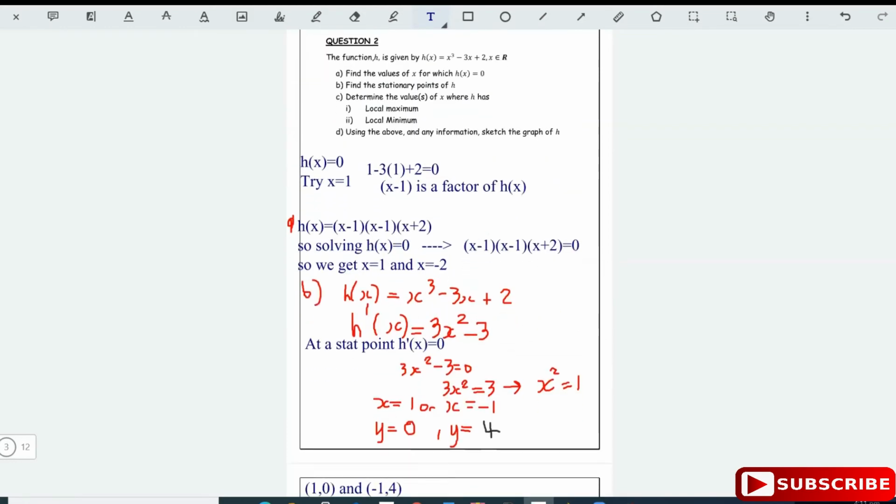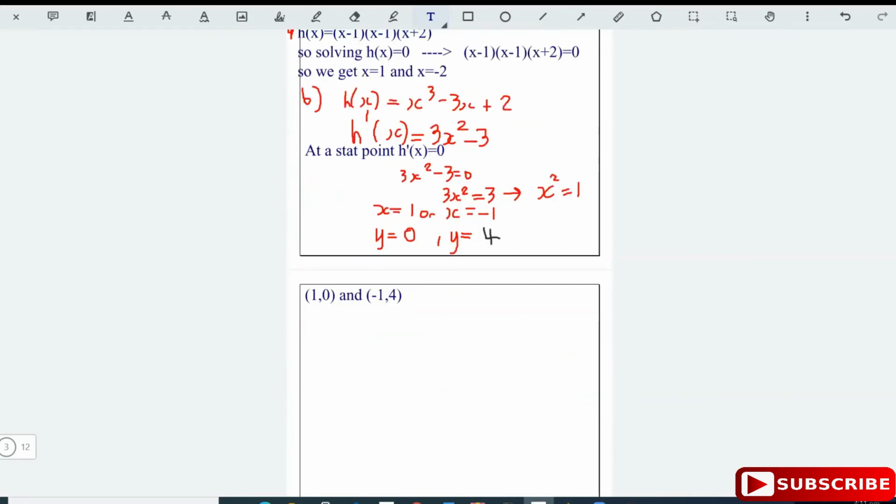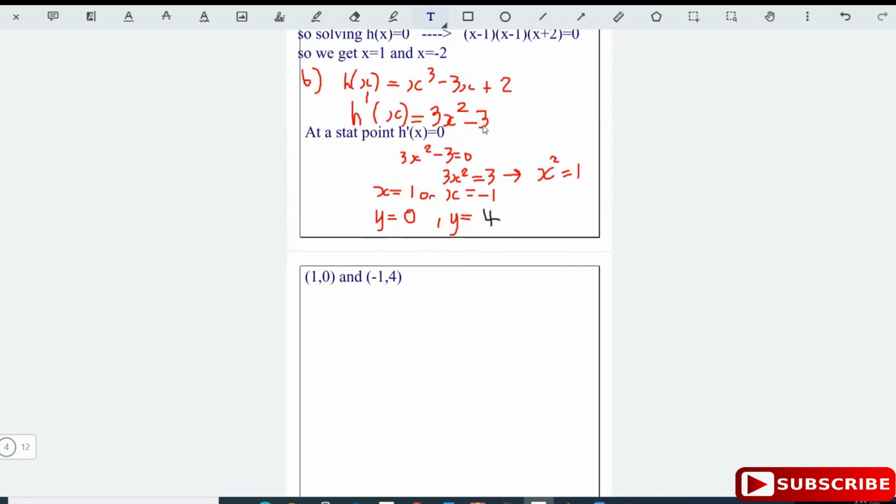Then I already know what they're going to ask you next. They're going to ask you to determine the local max and the local min. So to determine the local max and the local min, you use the second derivative. So we use the second derivative for the nature of the stationary point. To determine the nature of the stationary point, as I just said, we use the second derivative.